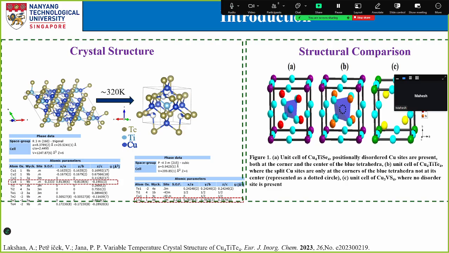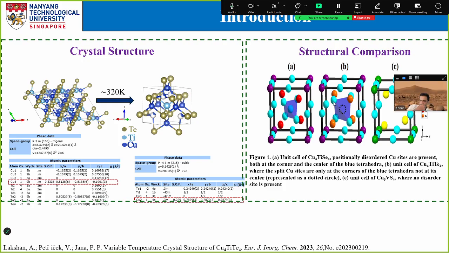What I'm thinking is, in the case of copper titanium telluride 4, the disordered copper is there, right? So if you decrease the copper concentration, then the disordered copper also decreases, right?